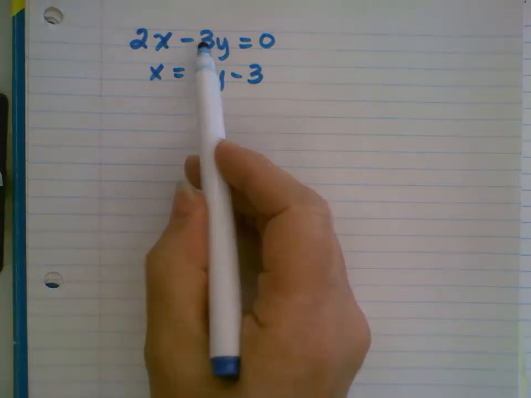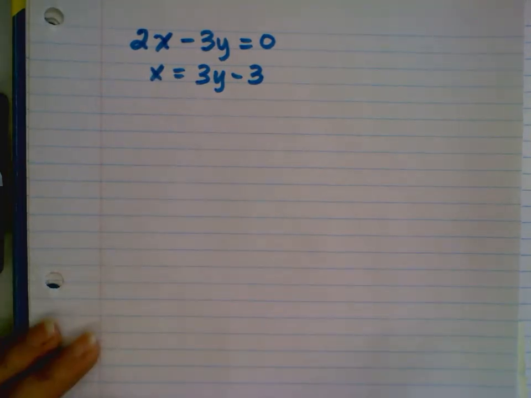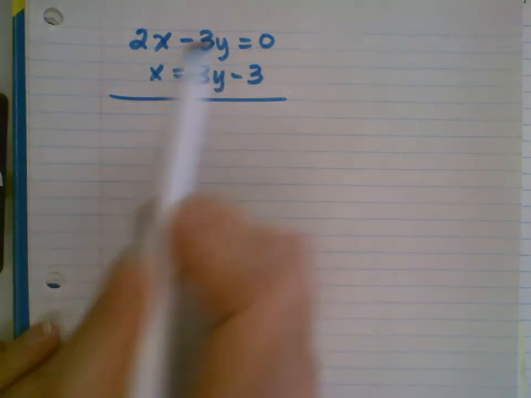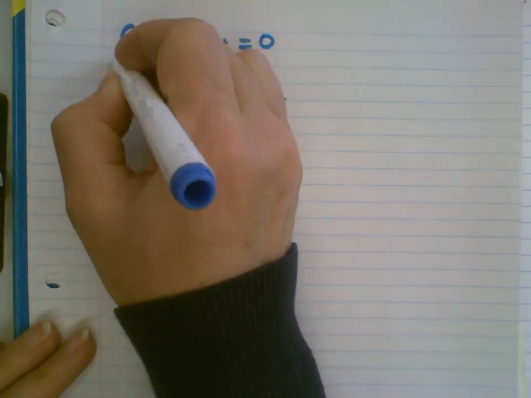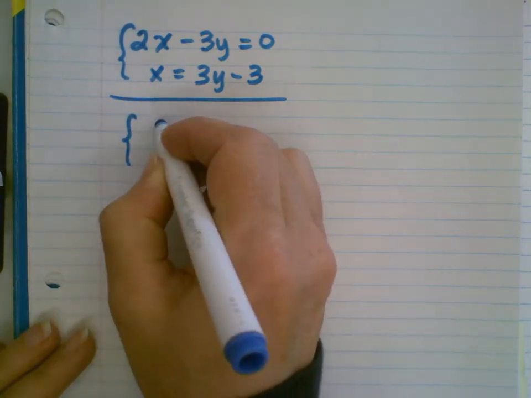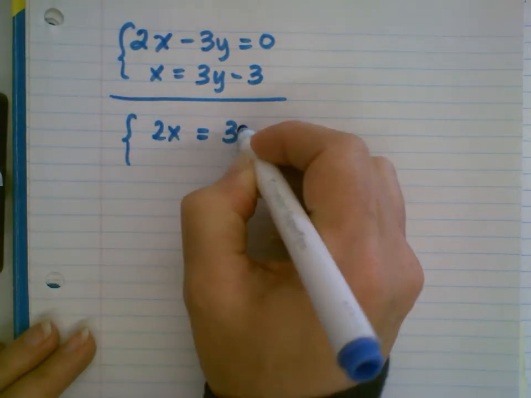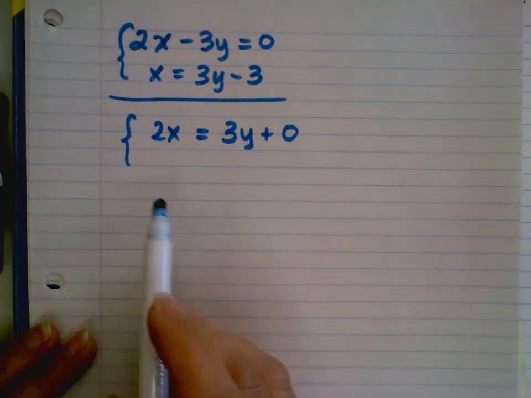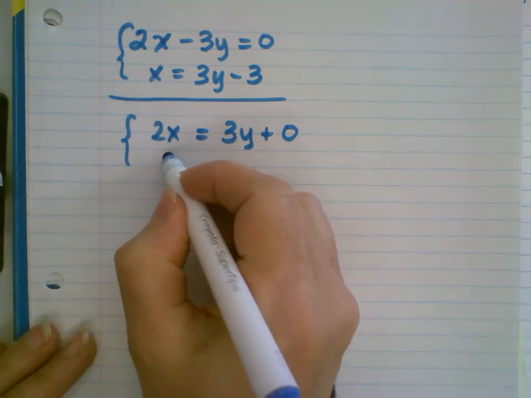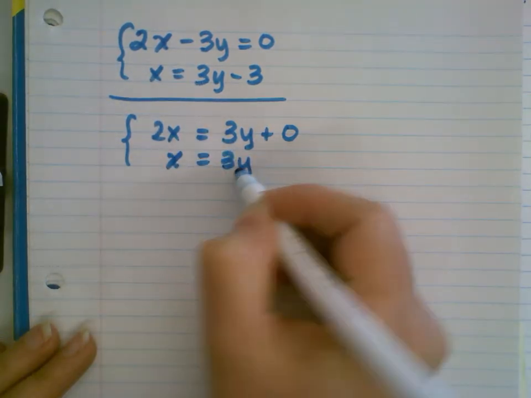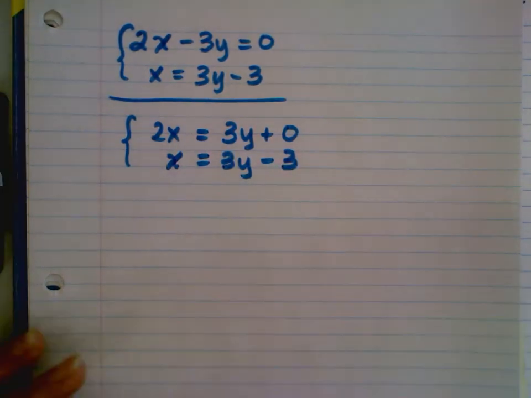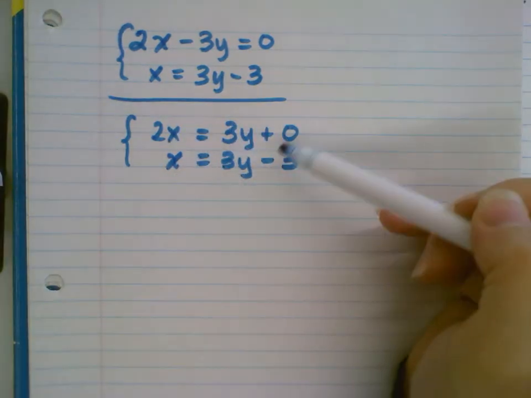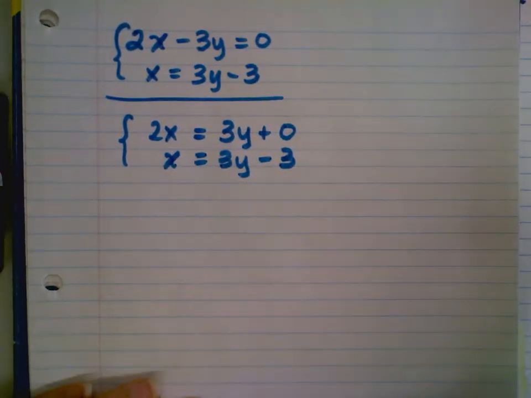And I think I'm going to do that because that's going to eliminate a subtraction or minus, and I do that whenever possible. So instead of 2x minus 3y equals 0, I'm going to rewrite the system as 2x equals 3y for the first equation. I'll say plus 0, I'll keep that constant showing up there. And then the second equation is x equals 3y minus 3. So I've lined up all of the similar terms or like terms.